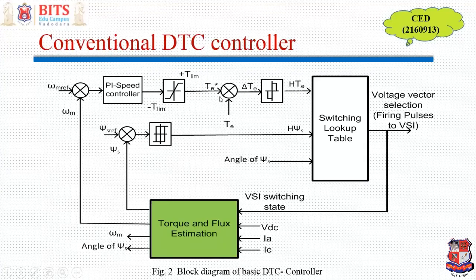This is actual torque. Actual torque I can calculate if I have the value of stator currents and stator voltages, which we have already discussed in our yesterday's class. So this is torque error. Torque error is processed by a hysteresis band torque controller. Hysteresis band torque controller means whether torque error is within the limit, less than value, or greater than value.